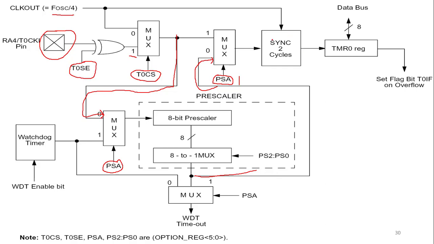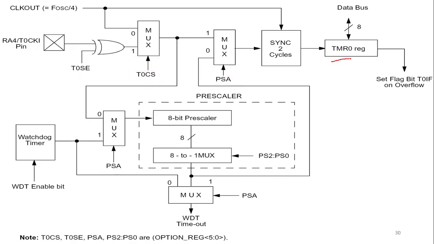The next block is sync 2 cycles. If we are going to use the external clock signal, then using this sync 2 cycles block, we can synchronize the external clock and the internal CPU clock. And the final block here is the timer 0 register block. This is an 8-bit register which increments on every clock pulse. Whenever the timer 0 register overflows, we get an interrupt signal, which is indicated with the help of this flag, that is T0IF, the timer 0 overflow flag.